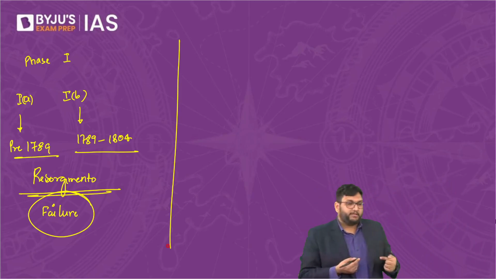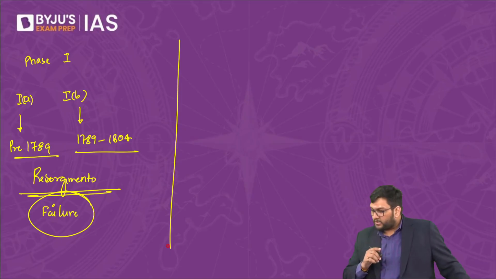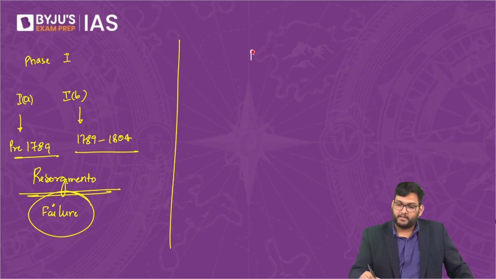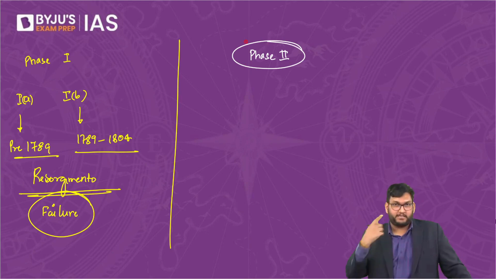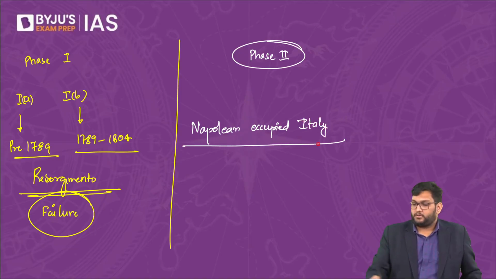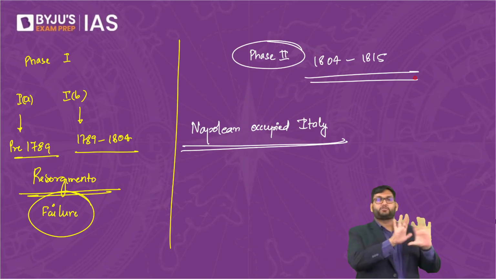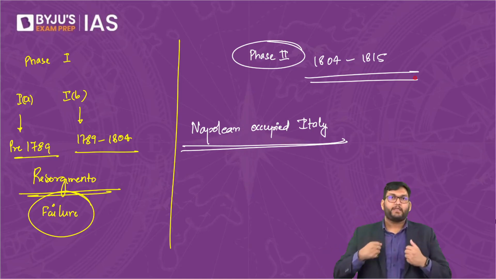Now the turning point in Italian history is the same way it happened in Germany, under Napoleon. So whilst Napoleon was ruling between 1804 to 1815, whilst he dissolved the Holy Roman Empire, he was also able to enter into the Italian sector and expand into it.